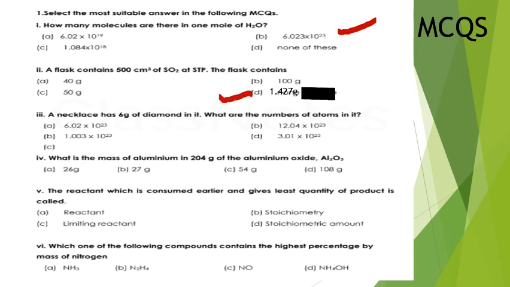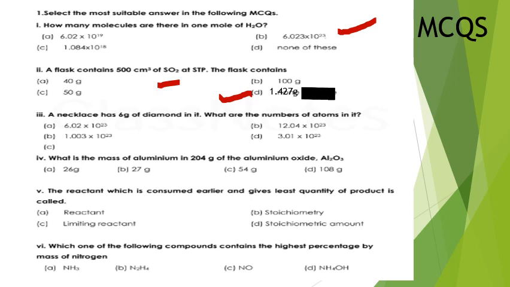How do we get it? This one relates molar volume, that is 22.414, with the mass of 1 mole of this substance, that is of SO2. The mass of 1 mole is 64 grams. Convert 500 centimeter cubes into decimeter cube by dividing it by 1000. So relate them. It will be 64 upon 22.414 multiplied by 500. So the answer will be 1.427.